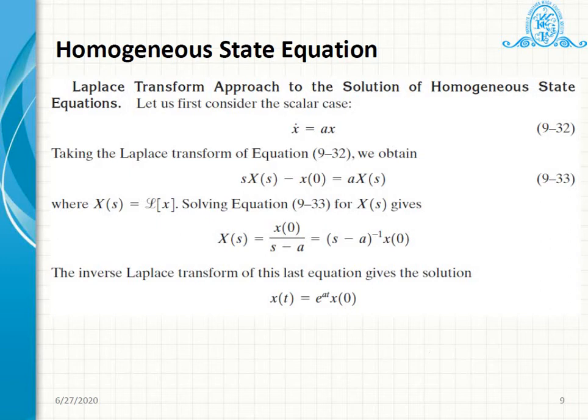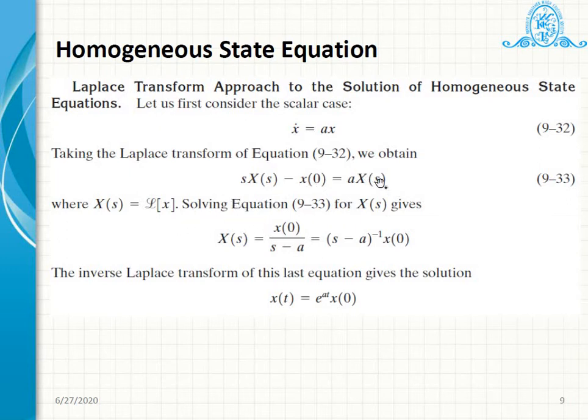Taking Laplace transform of both sides, we can write s multiplied by x of s minus x of 0 is equal to a into x of s. Now x of 0 is the initial value. So if we take Laplace transform of a derivative, then we need to write like this. So s x of s minus x of 0 is equal to a x of s. X of s is the Laplace transform of x, right?